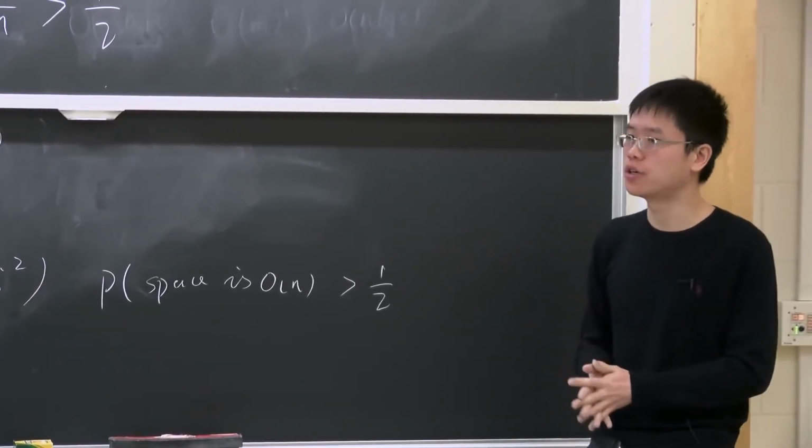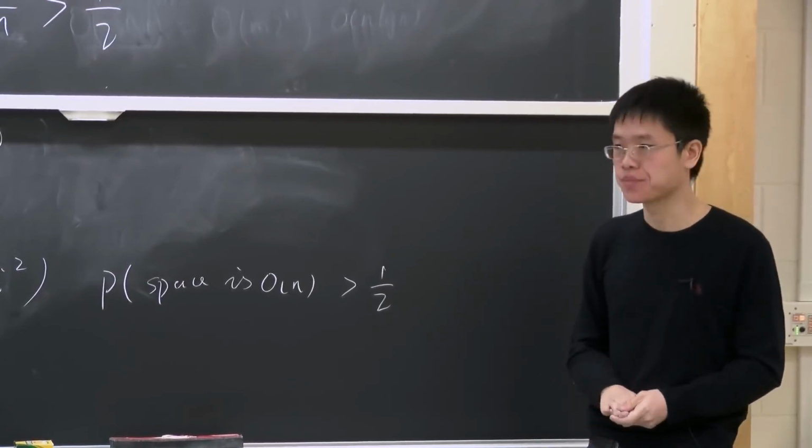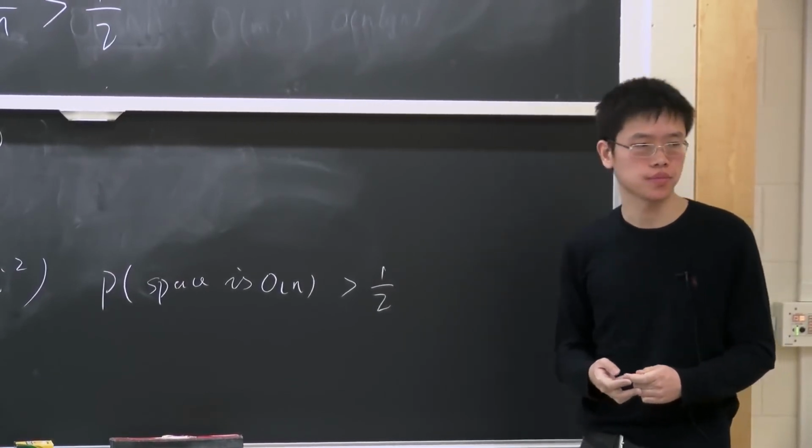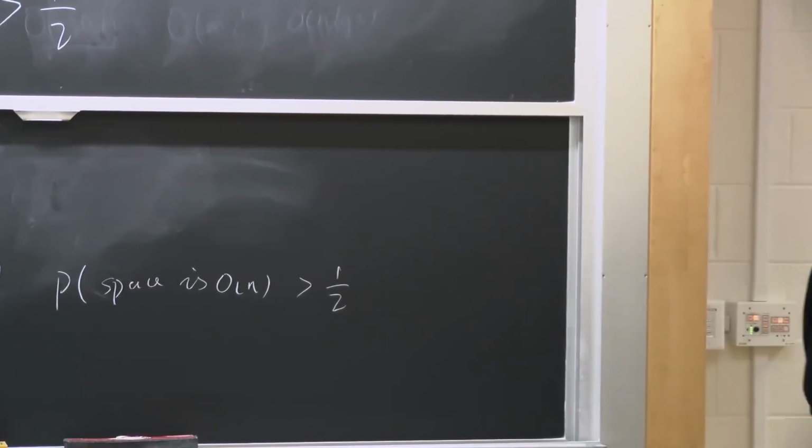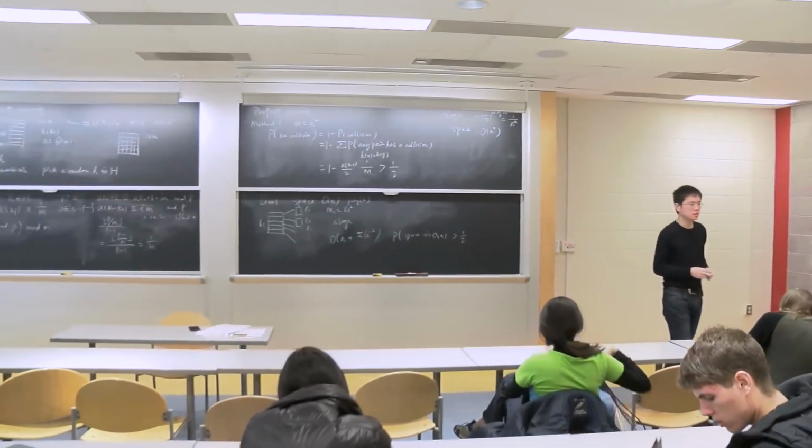Yeah, that's it for hashing and DP. So it's mentioned that it's only static.